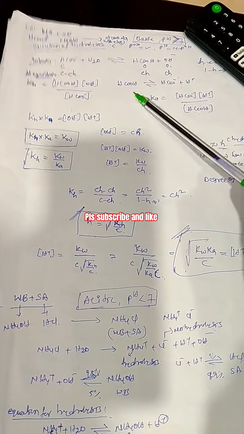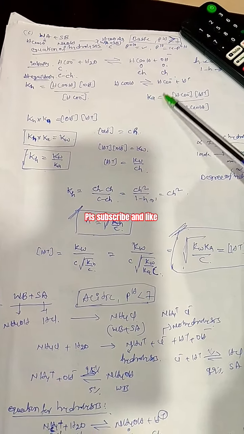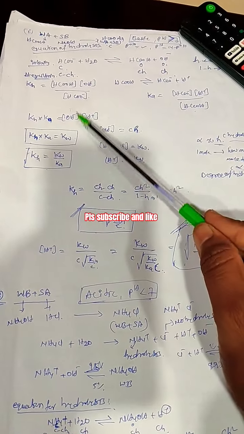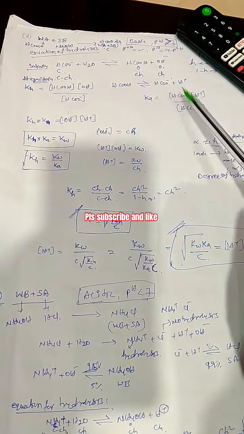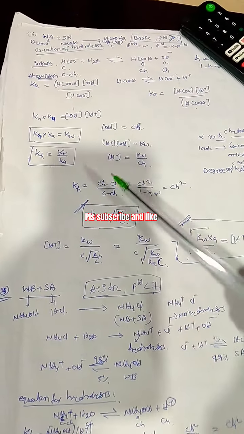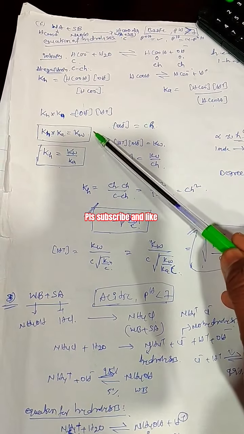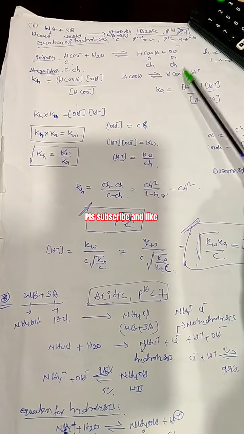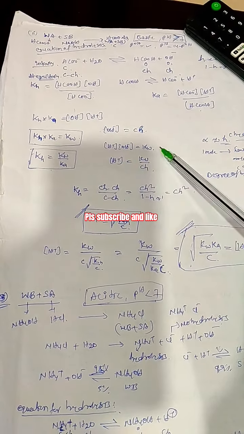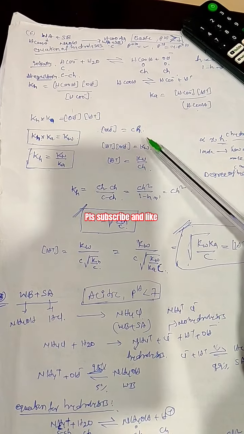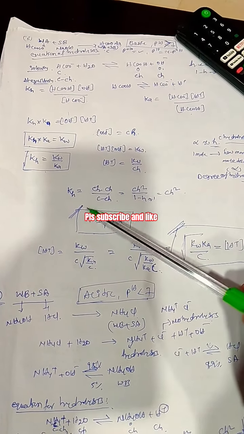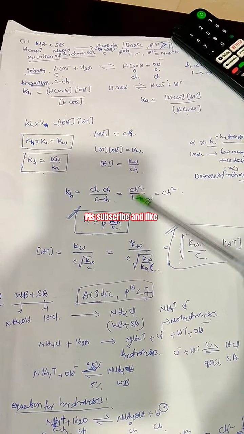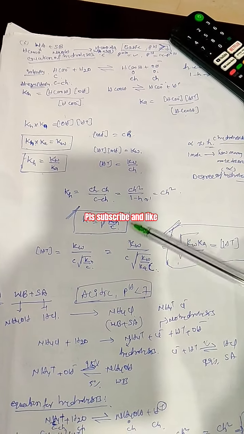In the case of acetic acid, a weak acid, it undergoes dissociation and we get Ka. Kh and Ka multiplied give the product, which is the concentration of OH minus and H plus. Then Kh times Ka is equal to Kw, so Kh is equal to Kw by Ka. The concentration of OH minus is Ch. The concentration of H plus times OH minus is Kw, so the concentration of H plus is equal to Kw by Ch. Then Kh is equal to C h squared by C minus Ch, where C cancels, giving Ch squared, so h is equal to the square root of Kh by C.